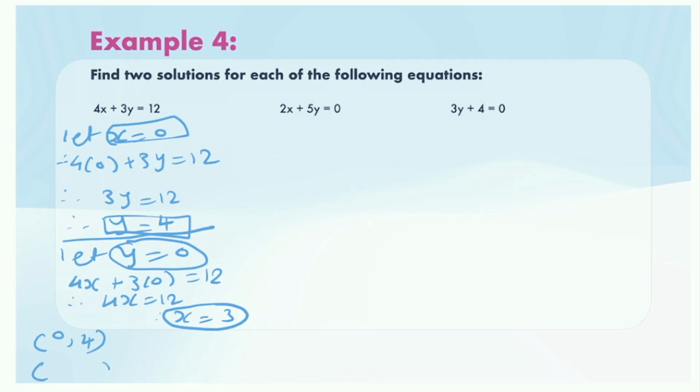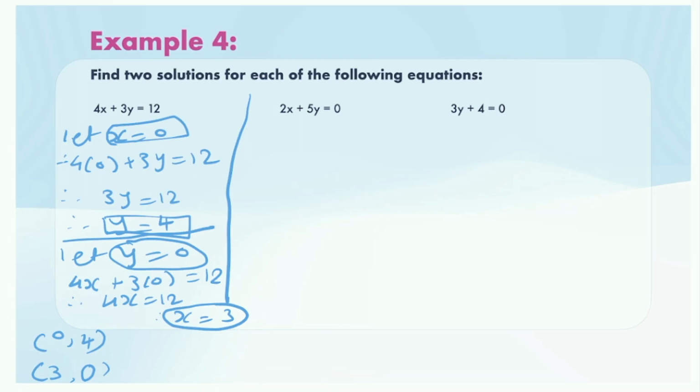So let us write it. See, you have to write in the order of x and y only, right? So I have y equal to 0. So I have to write 0 in second place and x equal to 3, x in first place. Very easy, right? So these two are solutions for this equation. Now let us find for the second one. Second one is 2x plus 5y equal to 0.